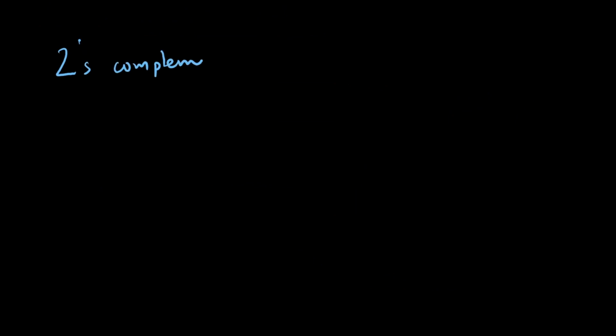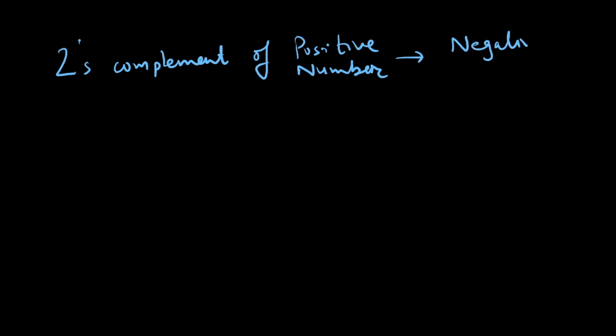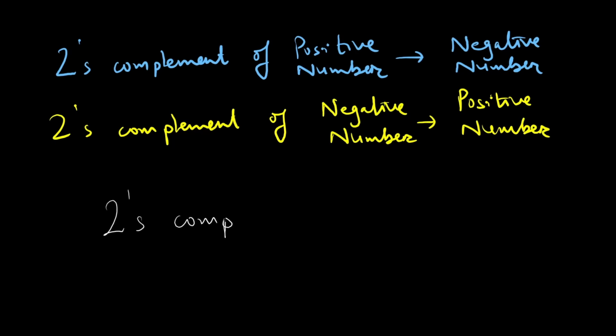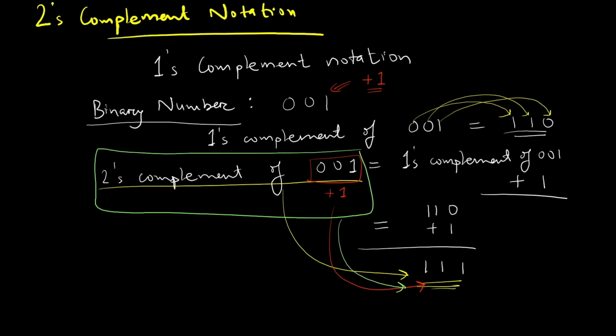And one important thing to note here is that 2's complement of a positive number is its corresponding negative number and vice versa. That is, 2's complement of a negative number is its corresponding positive number. So 2's complement of decimal plus 1 is minus 1. We represent minus 1 as 111.